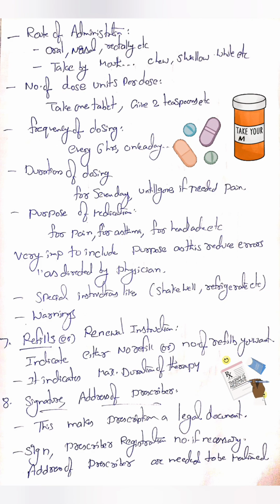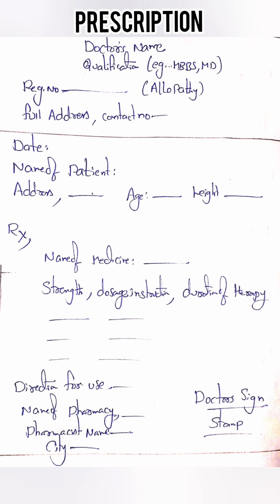And next one is refill or renewal instruction. It indicates either no refill or the number of refills you want. It indicates the maximum duration of your therapy actually. And next one is signature or address of a prescriber. This makes the prescription a legal document. Sign, prescriber registration number if necessary, and address of the prescriber need to be mentioned at the bottom of the prescription. So this is the final format of a prescription.